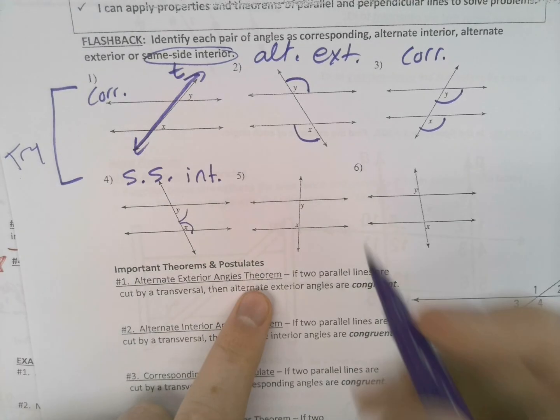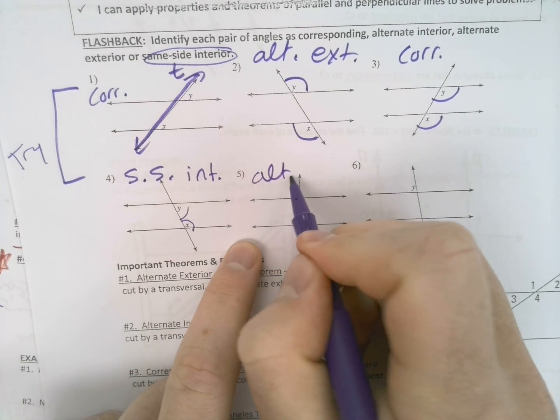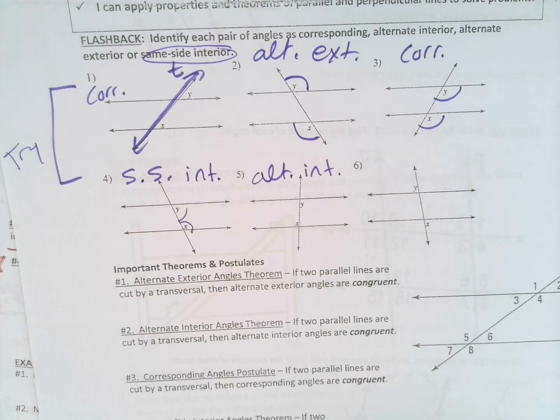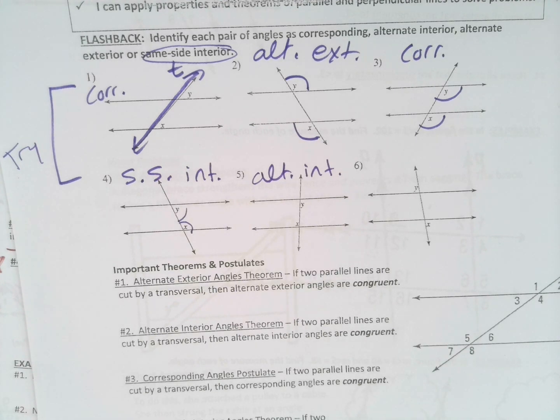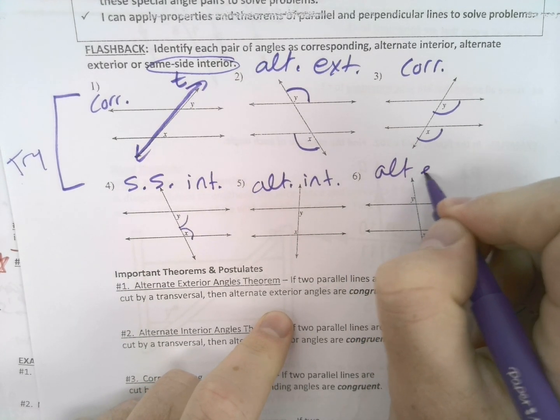Sure, man. Yes, sir. Alternate interior. That's one you'll probably see the most in this entire chapter, alternate interior. How about Justin? Finish this thing off, man. Number 6. Alternate exterior. So really, guys, that's not too bad at all.